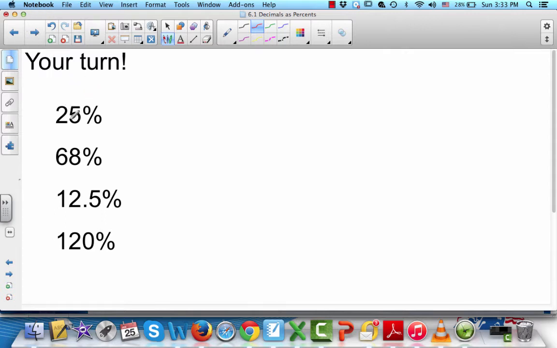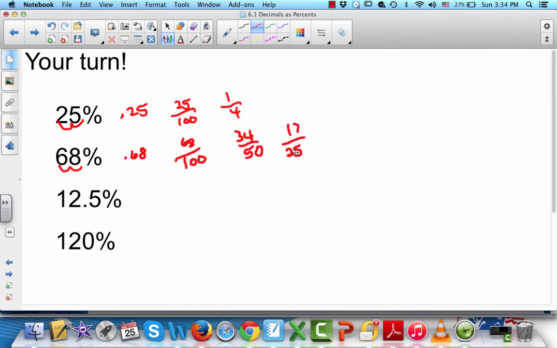Okay, we've got 25%. Move the decimal 2 places to the left. We've got 0.25. That's 25/100, which gives us 1/4. Did you get that? All right, we've got 68%. Move the decimal over 2 places. That gives us 0.68. 68/100. Both of them are divisible by 2, so that gives you 34/50. And look, both of these are divisible by 2, so that gives you 17/25.